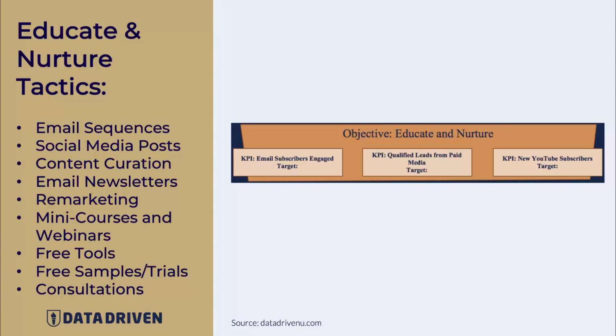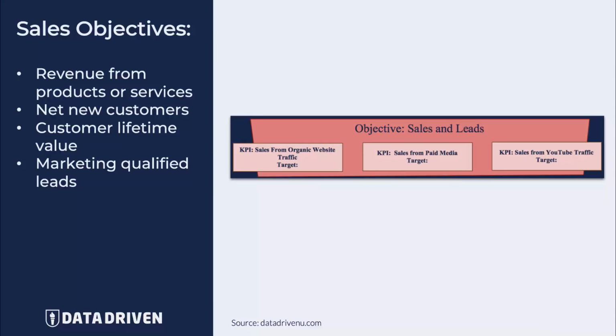As you can see, there's a lot of different ways to educate and nurture your audience before they make a purchase decision. And finally, sales, which is really where most marketers focus. They spend a lot of time focusing on sales, and yet if there's not a healthy pipeline, if there's not a healthy funnel leading into those sales objectives, their results are not going to be very strong.